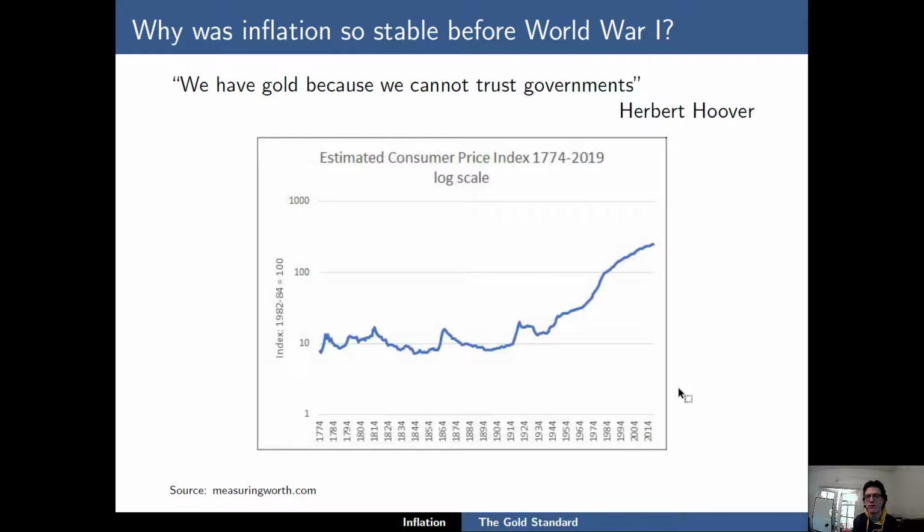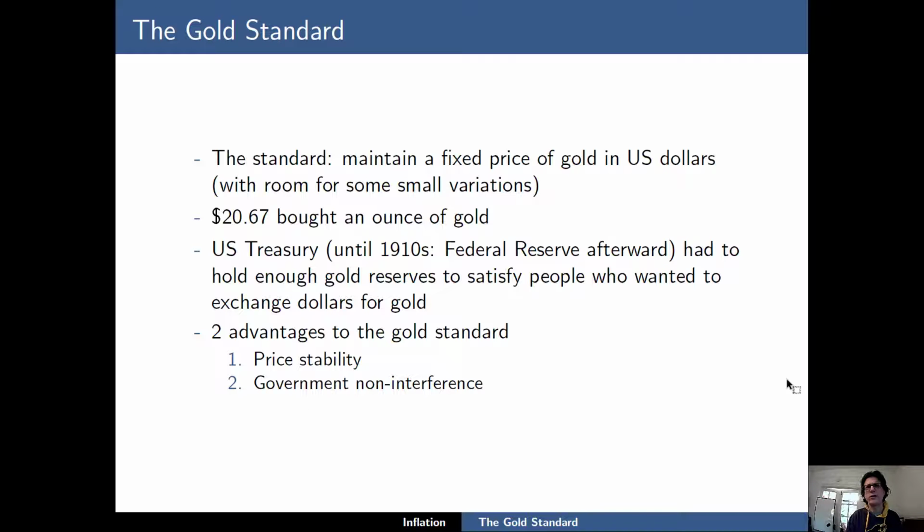And so the reason why we have this stable level of prices back to 1774, back to before the Declaration of Independence, is due to something called the gold standard. Now, the gold standard is actually kind of easy to define. What the gold standard was is that the price of gold was fixed in United States dollars. In fact, $20.67 would buy an ounce of gold throughout the whole period of time that the gold standard was in effect, which is roughly from 1835 to 1934. The U.S. Treasury and then the Federal Reserve afterwards had to maintain enough gold on hand so that anyone who wanted to change dollars into gold could do that.